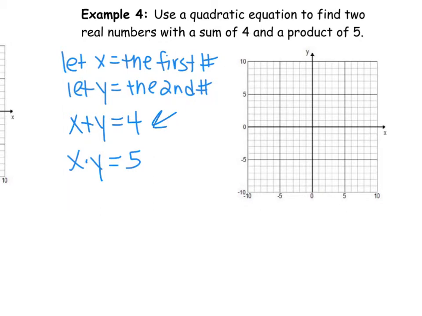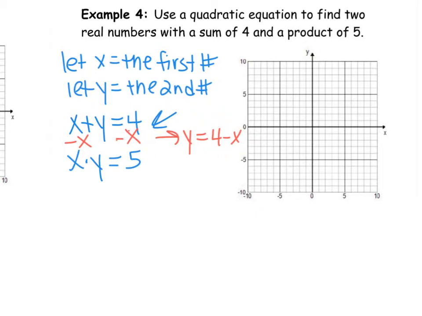To solve that for y, we need to subtract x from both sides. So you get y is equal to 4 minus x. So that's your second number. If you didn't want to do two variables, you could have known that 4 minus x is your second number, because if x is your first number and they add to 4, you would take that away from 4 to figure out what your second number is.